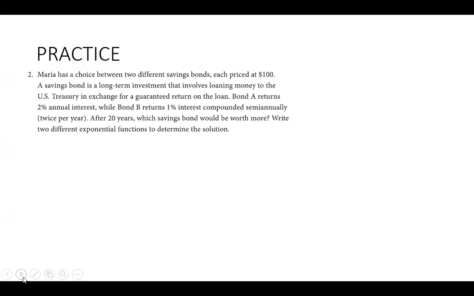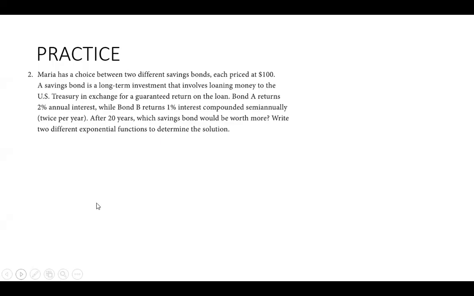Okay. So they're promised an interest. They're guaranteed money back based off the bond. So bond A is 2% annual interest, while bond B returns 1% interest compounded semi-annually. Semi-annually means twice per year. So your N equals 2. Does that make sense? After 20 years, which savings bond would be worth more? Write two different exponential functions and determine the solution.